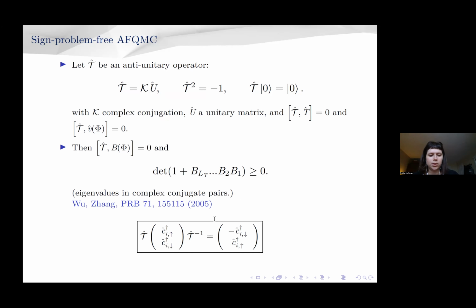One such operator that has these properties is time reversal. If you find that when you do this transformation with the fermions, where you have a spin up going to spin down with a minus sign for one layer, and spin down going to spin up for the other layer, and this is a symmetry of the Hamiltonian, you have a sign-problem-free simulation. So that's one example.